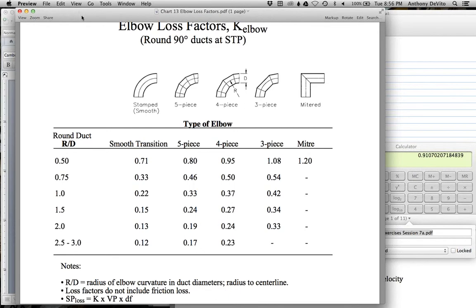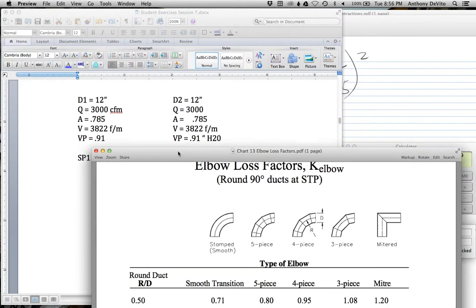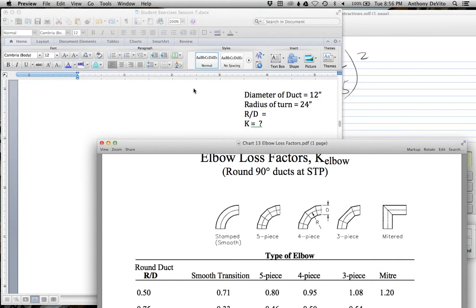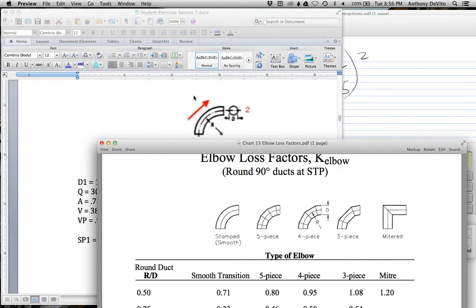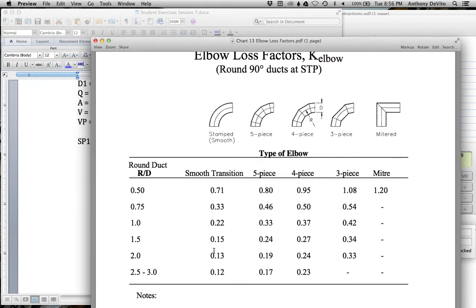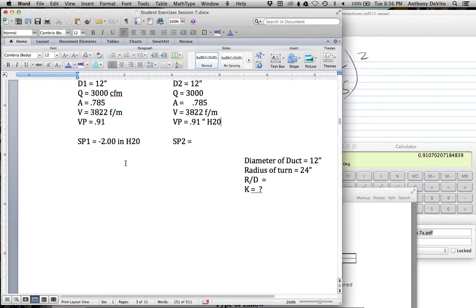So in this case, I think the radius to diameter ratio was 2. I think they told us, right? And how many pieces was this particular elbow? Oh, it's a smooth transition, it looks like. Radius of 2, and it looks like a smooth transition. I don't see any sections in it, and so on. So for a smooth transition, radius of 2, what's K equal to? What's our loss factor? 0.13, right? And so what is our loss of pressure as we go through this elbow?